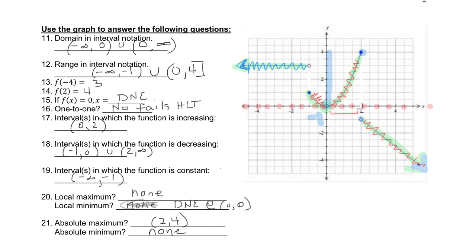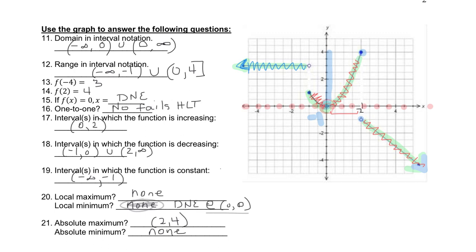None. The only reason that it's none here is because the graph doesn't exist at 0, 0. Normally your local minimum is where it changes from decreasing to increasing, and so typically you would have a local minimum here at this point 0, 0, but because that's an open circle, it doesn't exist.